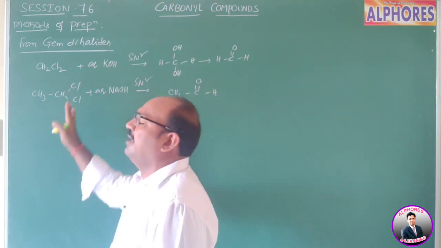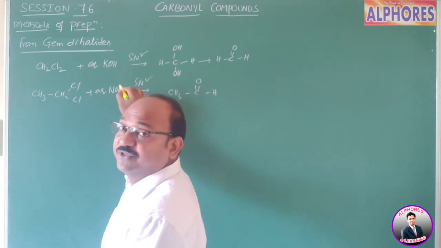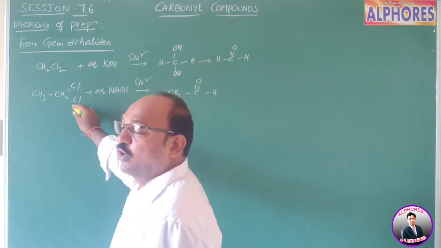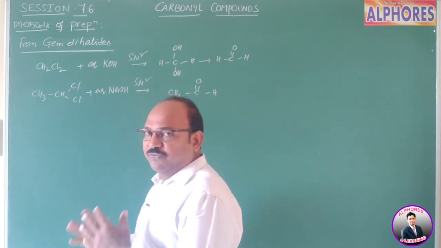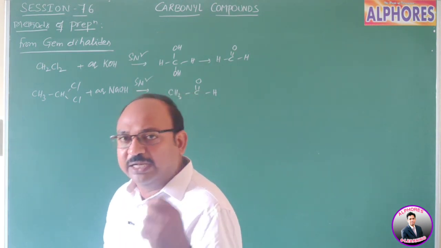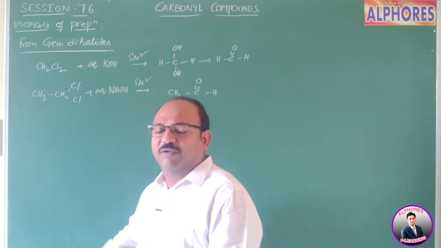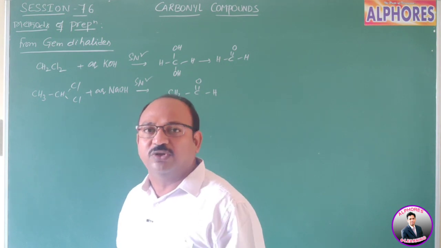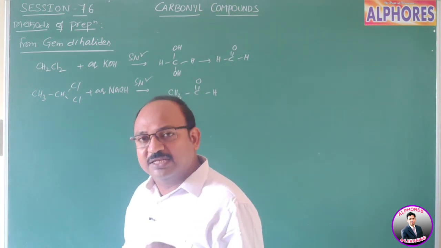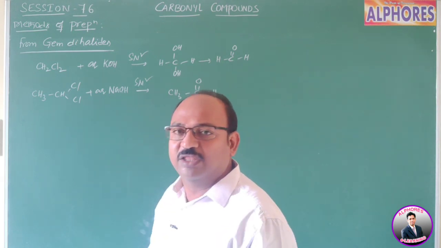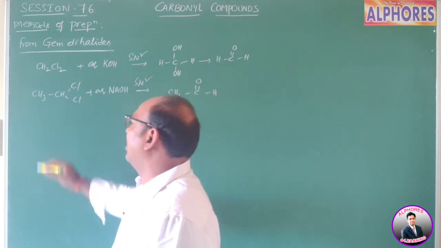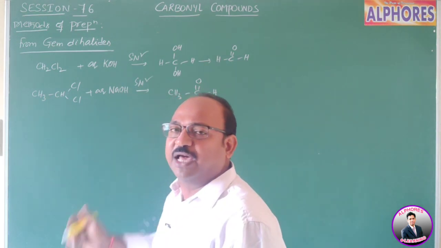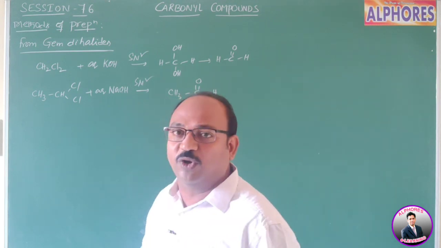That means methylene chloride upon base hydrolysis gives formaldehyde, and ethylene chloride gives acetaldehyde. If both the halogen atoms are attached to a terminal carbon, in such a case you always get an aldehyde. I am repeating, if both the chlorine or halogen atoms are attached to a terminal, that is end carbon, then we always get an aldehyde. There is no change in the number of carbon atoms also. Whatever number of carbon atoms the gem dihalide contains, the same number of carbon atoms we get in the aldehyde or ketone.